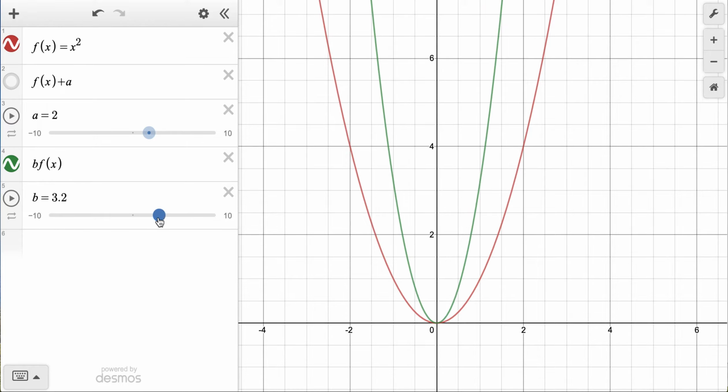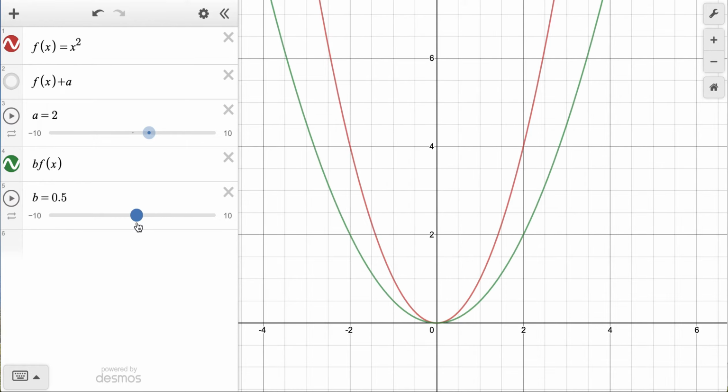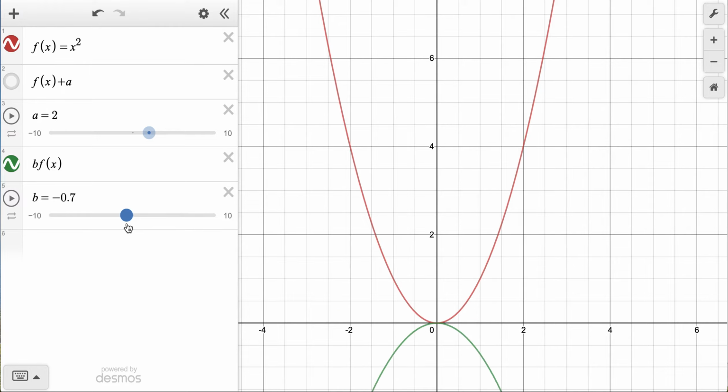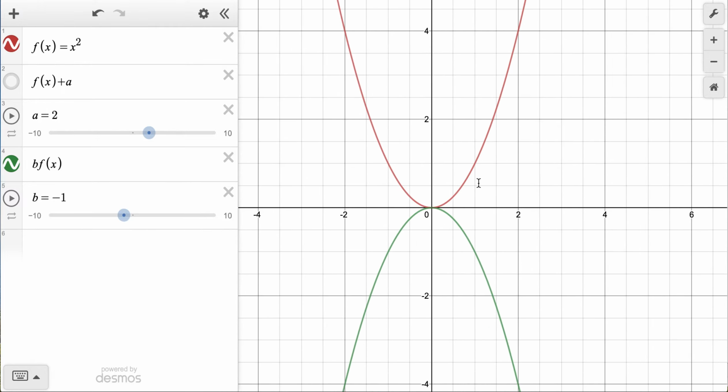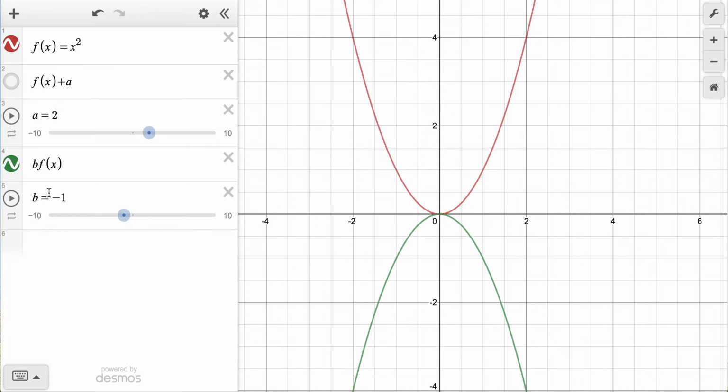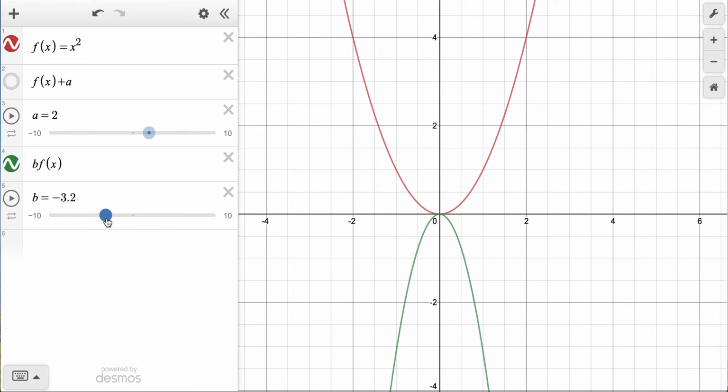What do you think happens if it goes negative? Let's try -1. Interesting. So minus 1 f of x just turns the graph upside down. So if you stretch in a negative direction, not only do you stretch the graph, let me show you -2, but you also turn it upside down as well.